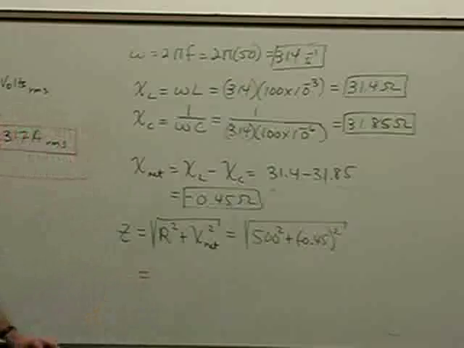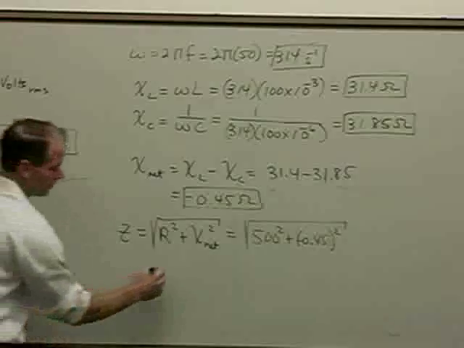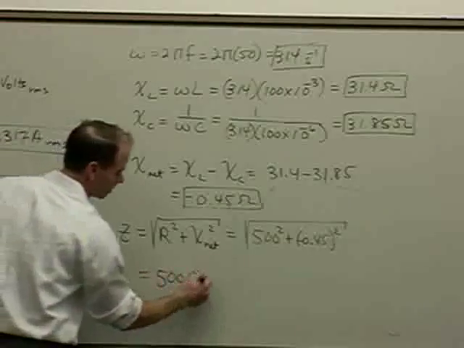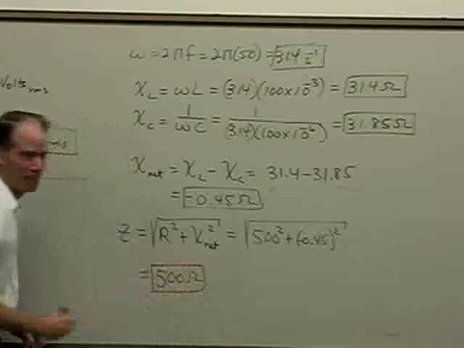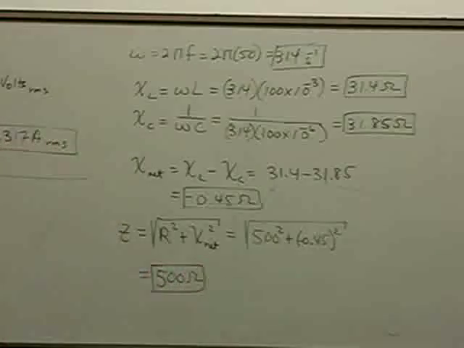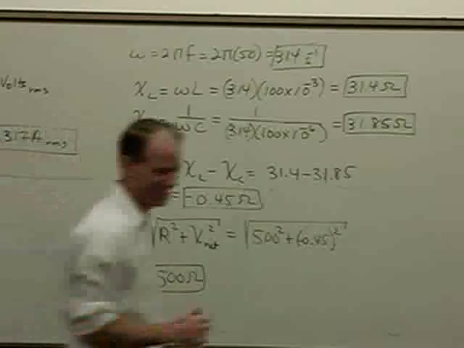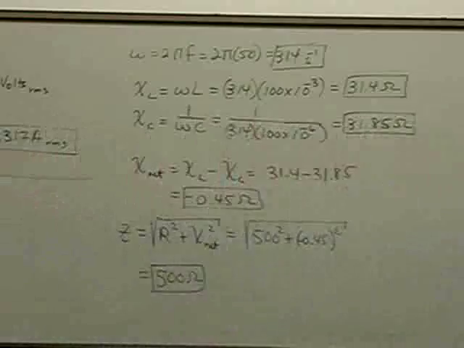I'm just kind of doing that in my head. 500 squared plus, square root. That's about 500 ohms. Impressed? So it is pretty close to resonance. So the actual impedance is equal to the resistance of the circuit.